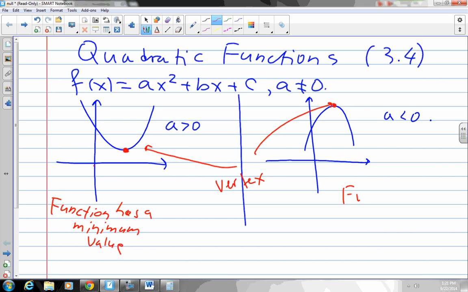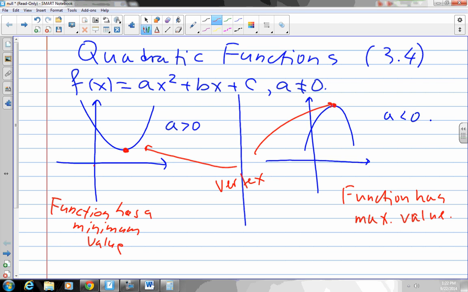So this function has a maximum value. Both of those, the maximum and the minimum, are located at the vertex. So when down the road I ask you to find the maximum or the minimum, you're looking for the vertex. That's all you have to understand. Is that okay? Now finding the vertex is a totally different story, and that's what we're going to focus on for the next few minutes. But any questions? Do you understand why they look upside down with a negative?